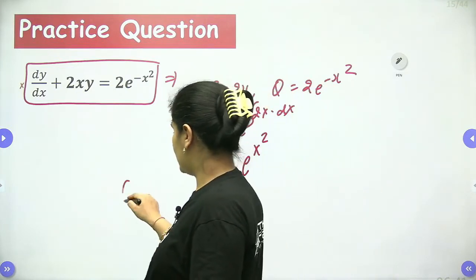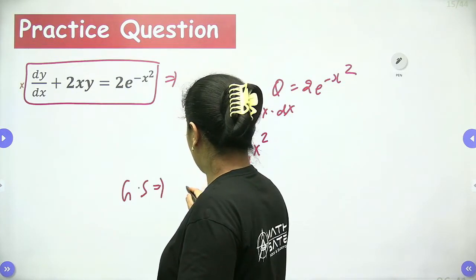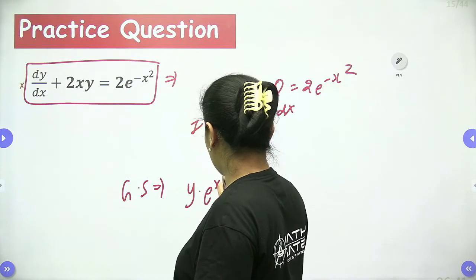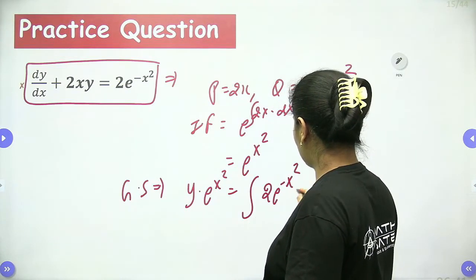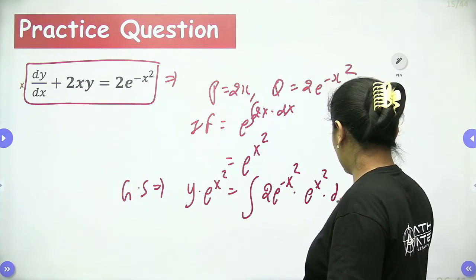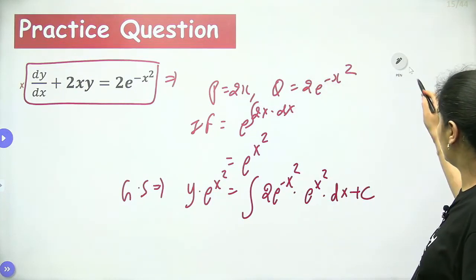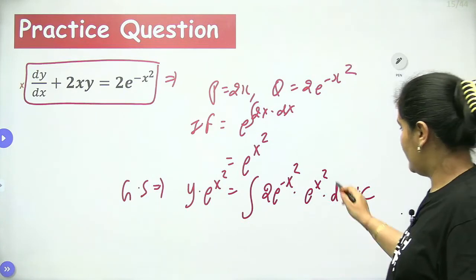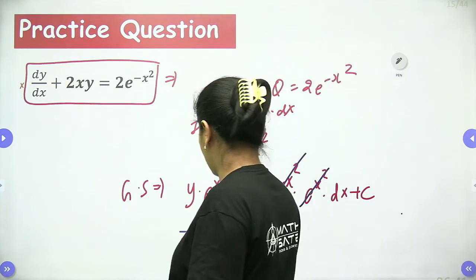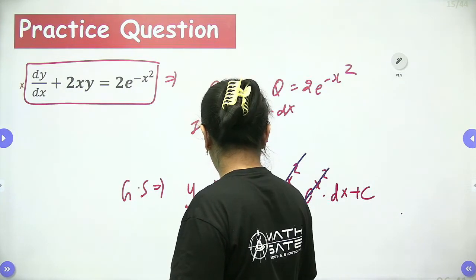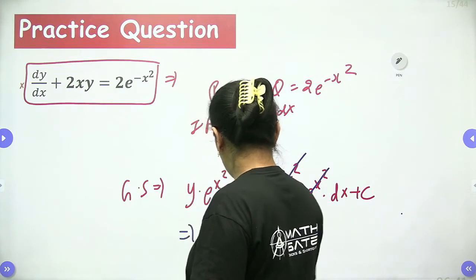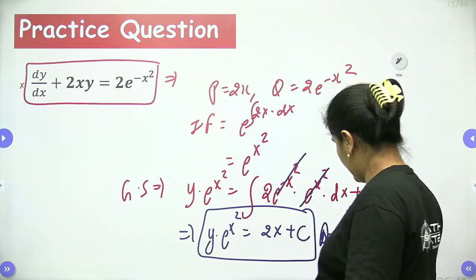When you want to find the general solution, it will be y into e to the power x square equals the integral of 2 into e to the power minus x square into e to the power x square dx plus c only. When we approach it, it will be cancelled out. So y into e to the power x square equals 2x plus c only. This will be your final answer, guys.